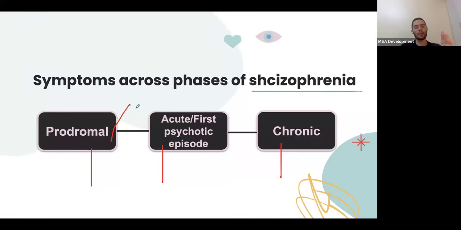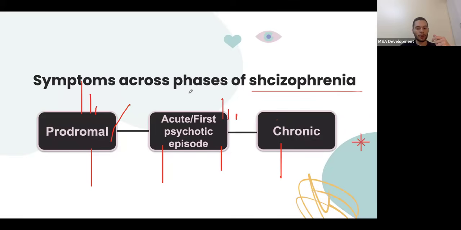Acute phase. Positive symptoms. Okay, cognitive first. Cognitive are present in this stage. Negative, are they prominent? They're not. They are found, but they are overshadowed by the positive symptoms. So in the second phase, you have positive, then cognitive, then negative symptoms. Here you had cognitive, then negative, then positive symptoms.